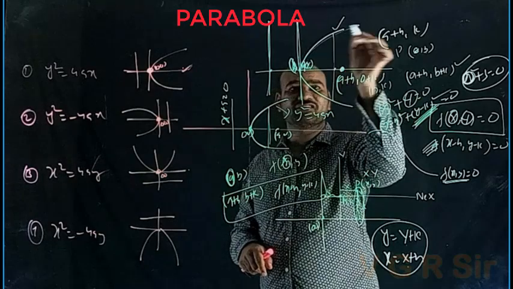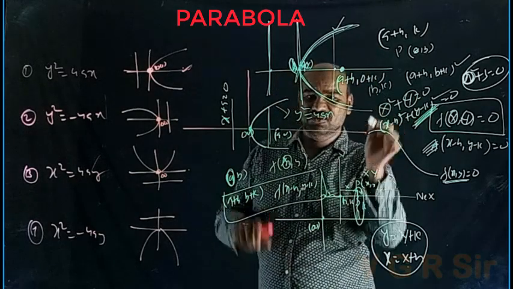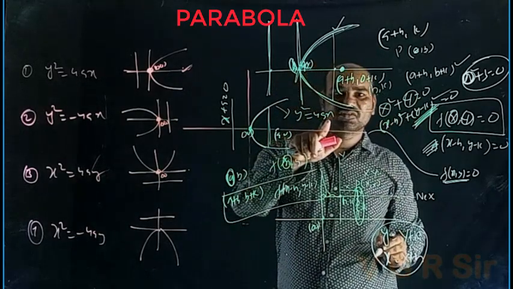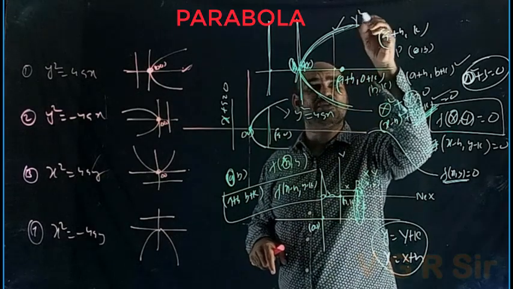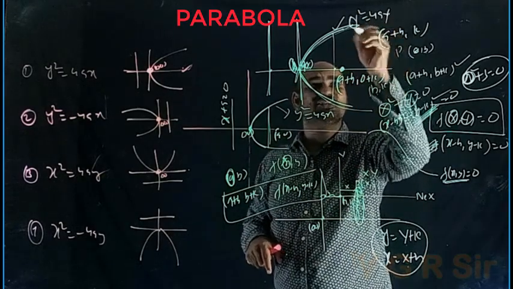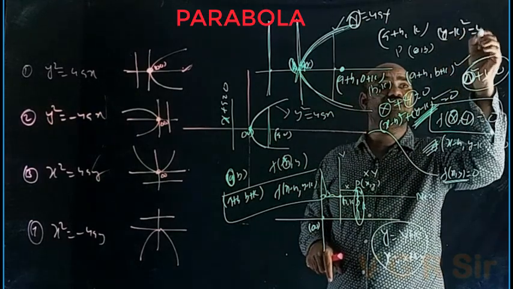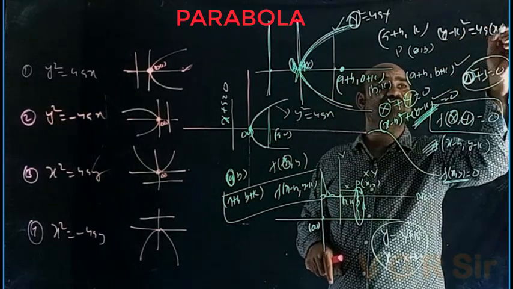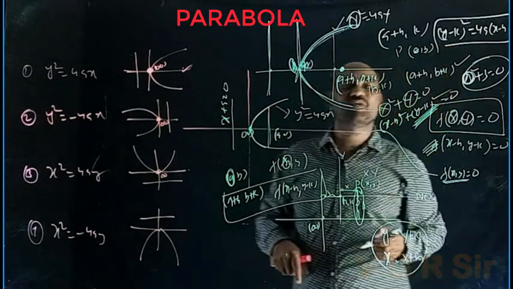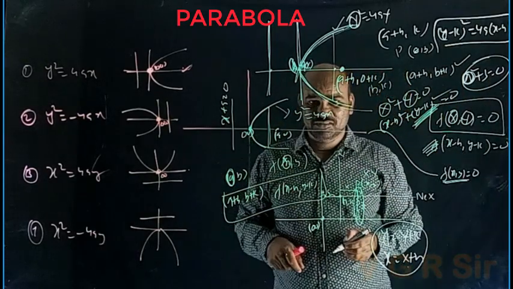What is the locus equation? Locus equation should be found. Actually, y square equal 4ax is the older one. What is the new one? Capital Y square equal to 4a capital X. Instead of capital, what should we write? Small y minus k whole square equal to 4a into small x minus h. This is the transformed equation of the parabola.